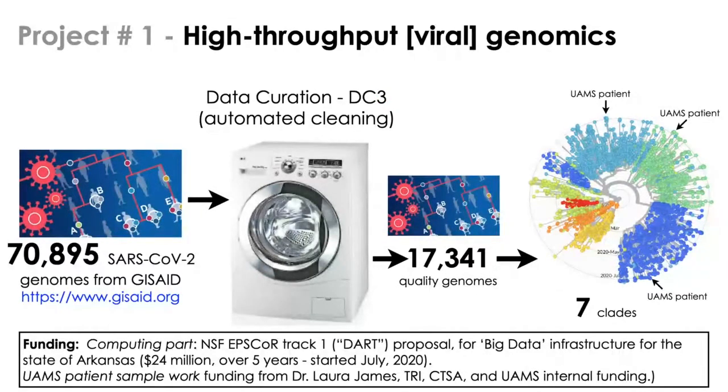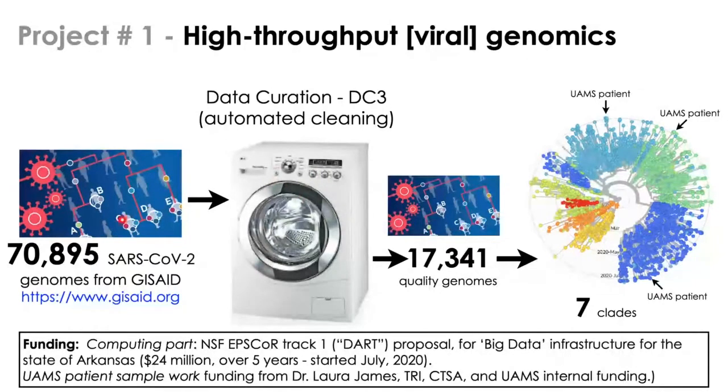So John Talbert's idea is that one of the rate limiting steps with big data is that often you have noisy data and you spend a lot of time cleaning it up. If you could automate cleaning the data, this could really speed things up. The analogy is like a washing machine: you throw all your data in this washing machine and out pops clean data that's curated.